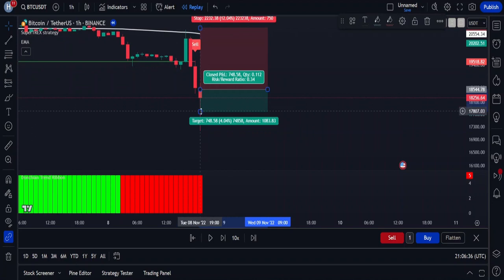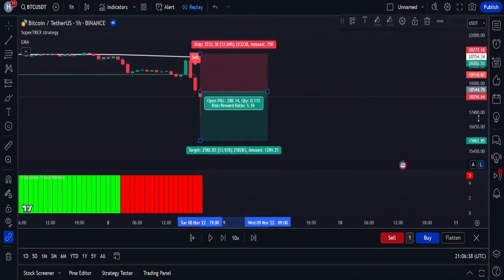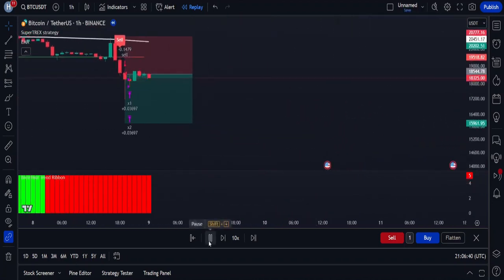I hope you guys have liked this strategy. If you guys think we can improve this strategy, make sure to share your thoughts in the comments.